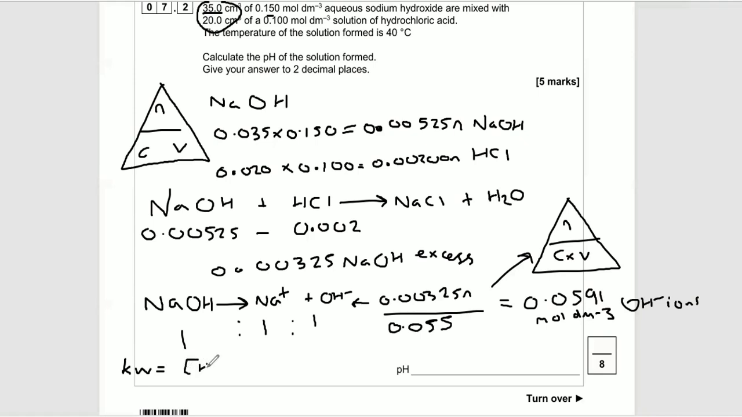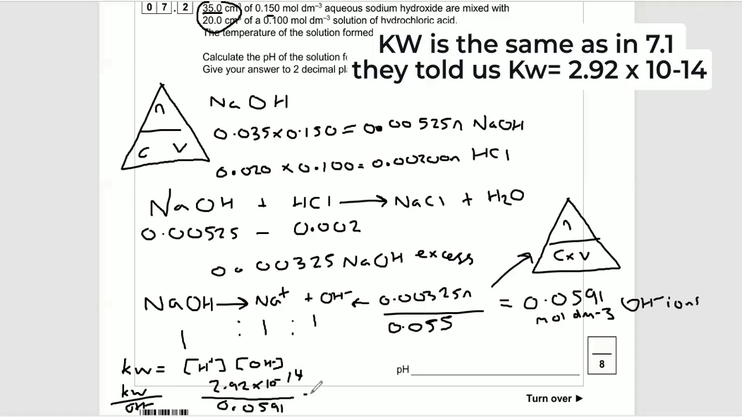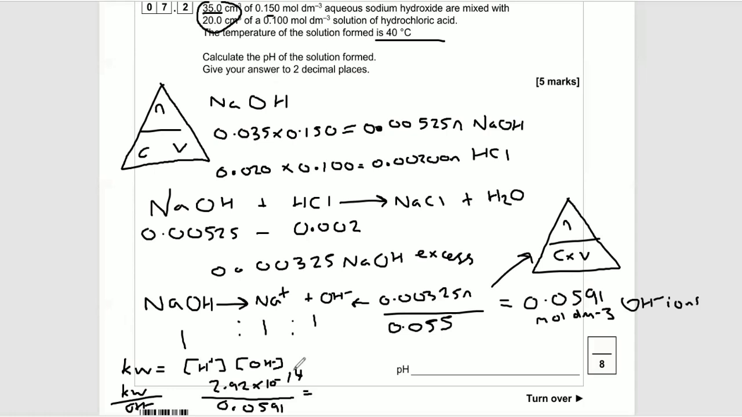Now we know OH minus, we can use our KW expression again. KW is equal to H plus times OH minus. Therefore, we want to isolate H plus, so we're going to do KW divided by OH minus, dividing both sides by OH minus, basically. So we're going to get 2.92 times 10 to the minus 14. Remember, this is happening at 40 degrees, so we're still using the same KW as we had at the start of the question. So when we smash that into the calculator, 2.92 times 10 to the minus 14 over 0.0591 moles per decimeter cubed hydroxide ion concentration, we get 4.941 times 10 to the minus 13.